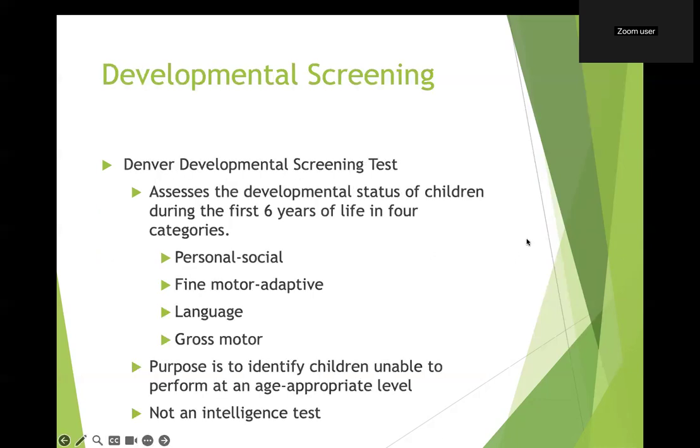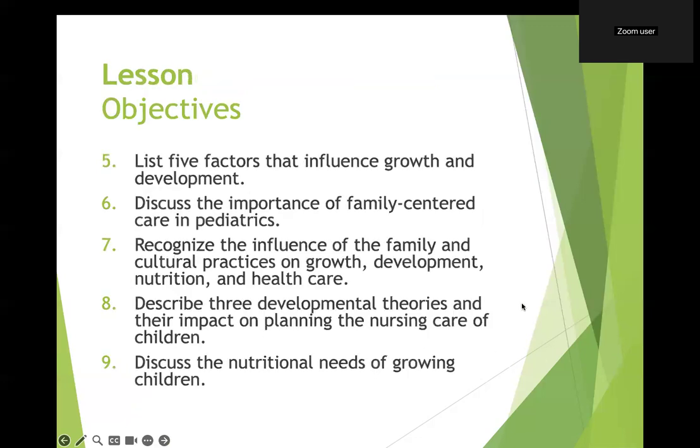So developmental screenings. The Denver Developmental Screening Test assesses the developmental status of children during their first 6 years of life. So they're looking at the personal and social interactive component, fine motor, adaptive, language, and gross motor. So the purpose is to identify children unable to perform age-appropriate tasks, not an intelligence test.